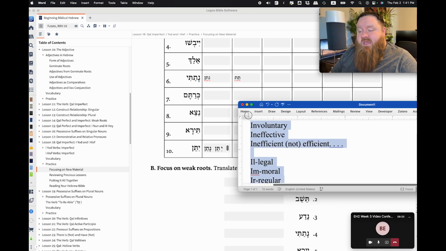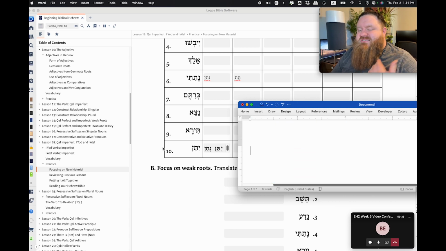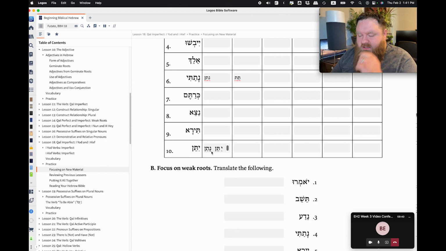So you may have never noticed that before, but hopefully that helps make more sense of what's going on with noon assimilation. And so because that noon that was beginning the word is now closing a syllable when we add the yod hirik to it, it is now squished between the yod and the tav, so it is going to hide inside of the tav as the dagesh, and we get yitain here.